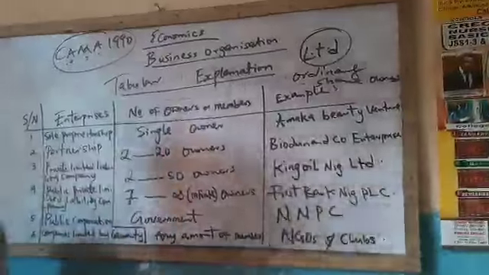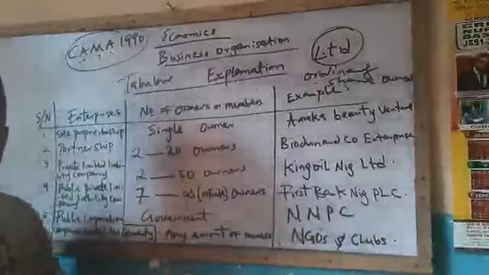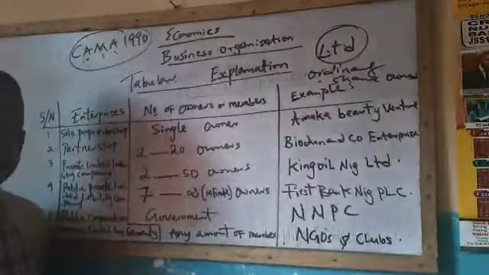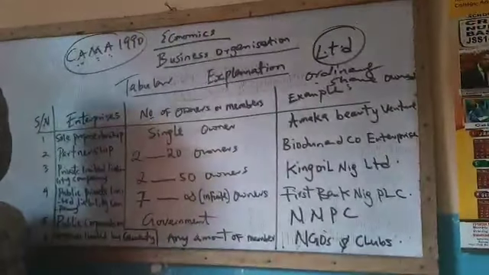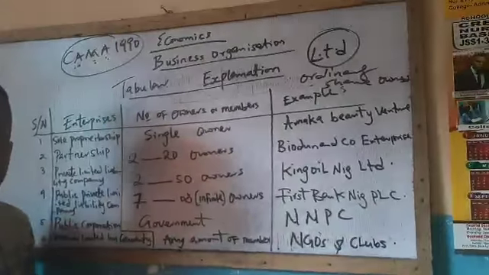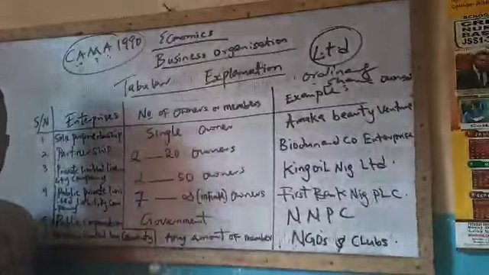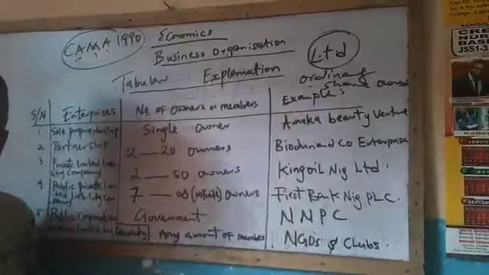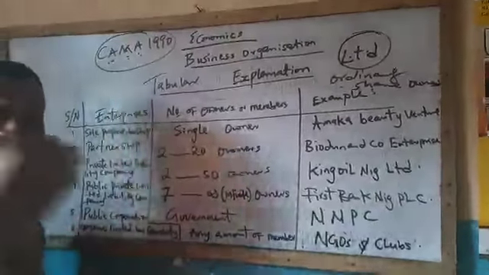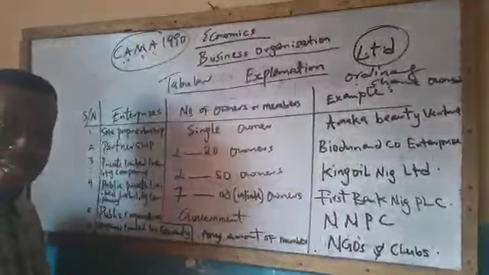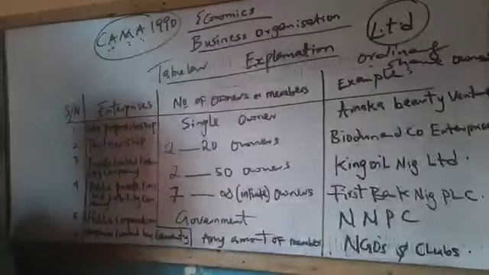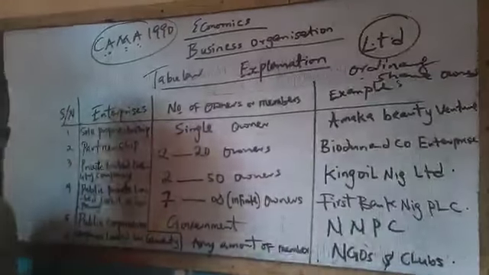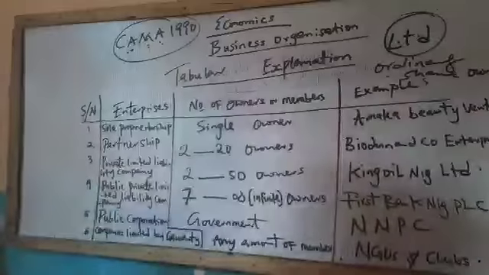A public limited liability company can be owned by a whole country, if possible. If the whole country decides to buy shares in that company, the whole country can be owner of a company. So a public limited liability company does not have an extent, but it has a beginning, which is from 7 members. Anything less than 7 cannot be regarded as a public limited liability company.